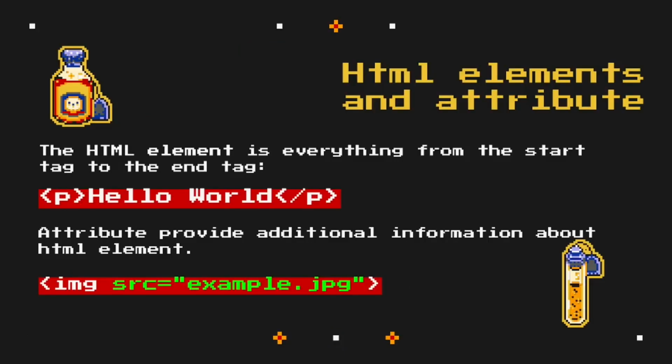Let's move to HTML elements and attributes. An HTML element is everything from the start tag to the end tag. If you see this whole thing, the paragraph tag, b tag, and hello world, this is a whole element. But attributes provide additional information about an element. Like this is an image tag. The src attribute provides additional information about the location where the image is stored.